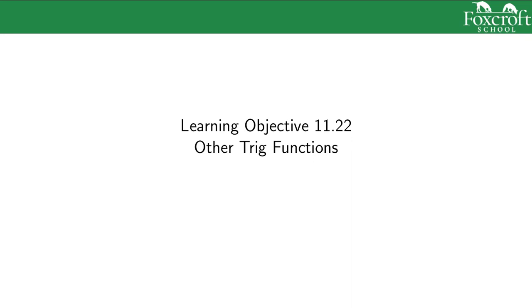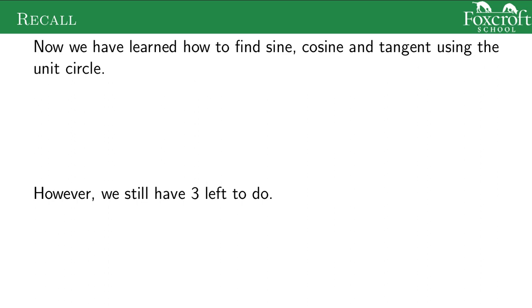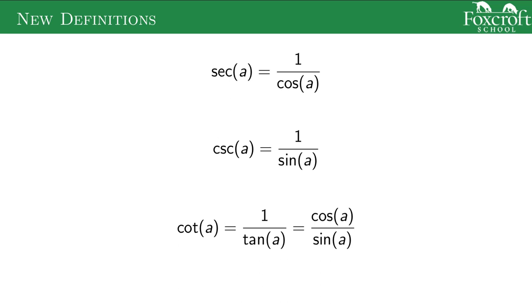In this bonus learning objective, we're going to look at the remaining trig functions. So we were learning in Unit 10 about SOHCAHTOA. We saw there were actually 6 trig functions, and not just sine, cosine, and tangent. There's 3 more. We're going to do the same thing with our unit circle. So here are 3 new definitions.